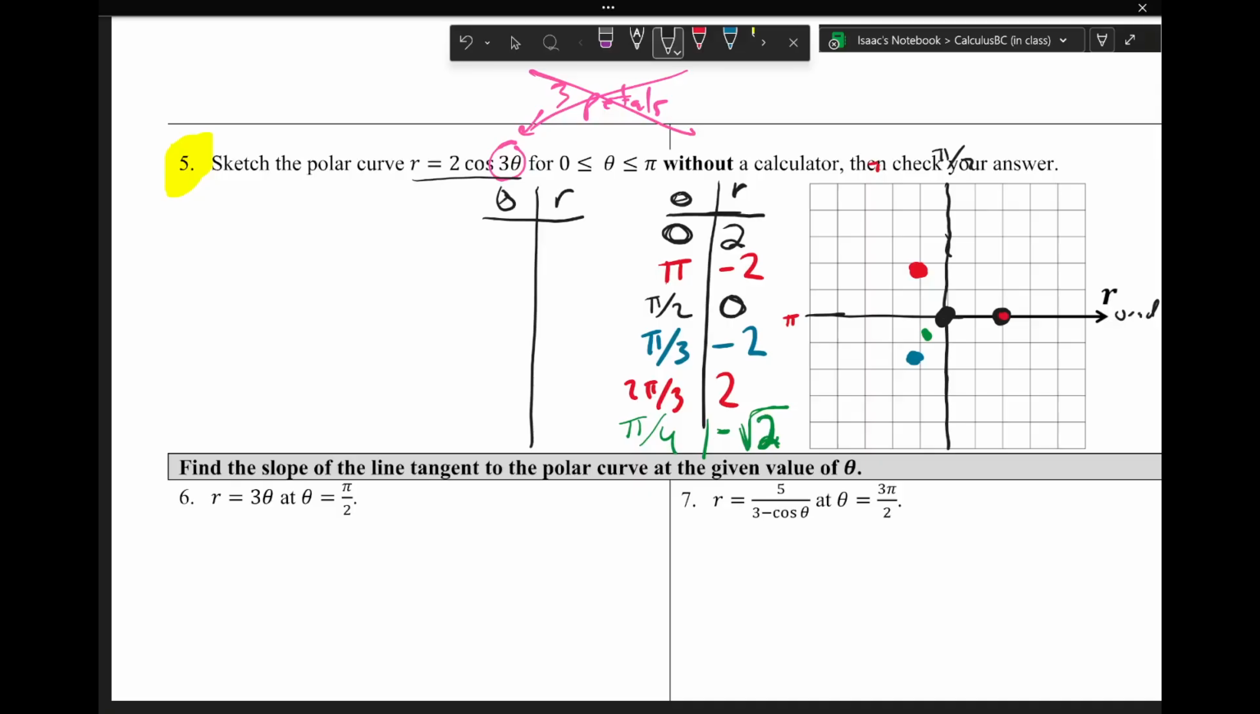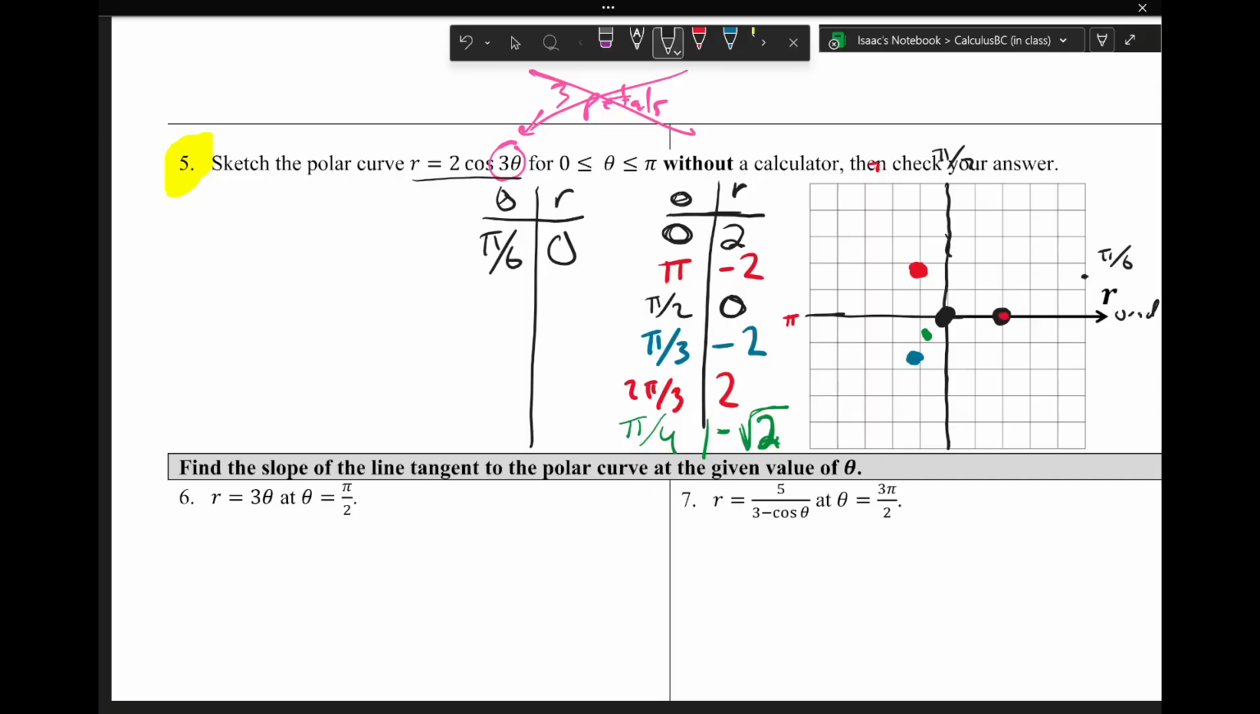So, what would you pick? What's another angle we haven't done yet that's between 0 and pi? Your choice. Pick something. Okay. We didn't do pi over 6 yet? Okay. So 3 times pi over 6 would be pi over 2. The cosine at pi over 2 is 0 times 2 would be 0. So in the pi over 6 direction, oh, now this is actually pretty helpful. The pi over 6 direction is going 0.